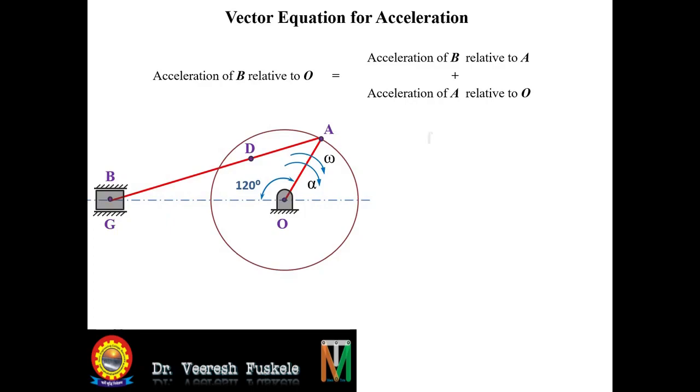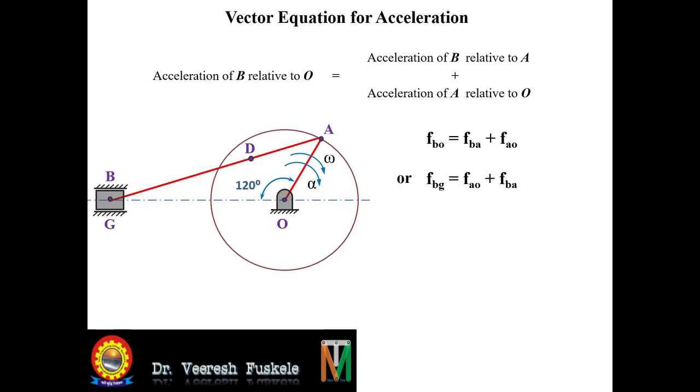This can also be written as FBO, that is the acceleration of B relative to O, will be equal to FBA, that is the acceleration of B relative to A, plus FAO, that is the acceleration of A relative to O. This can also be written as FBG is equal to FAO plus FBA, that is acceleration of B relative to the fixed point G will be equal to acceleration of A relative to O plus B relative to A.